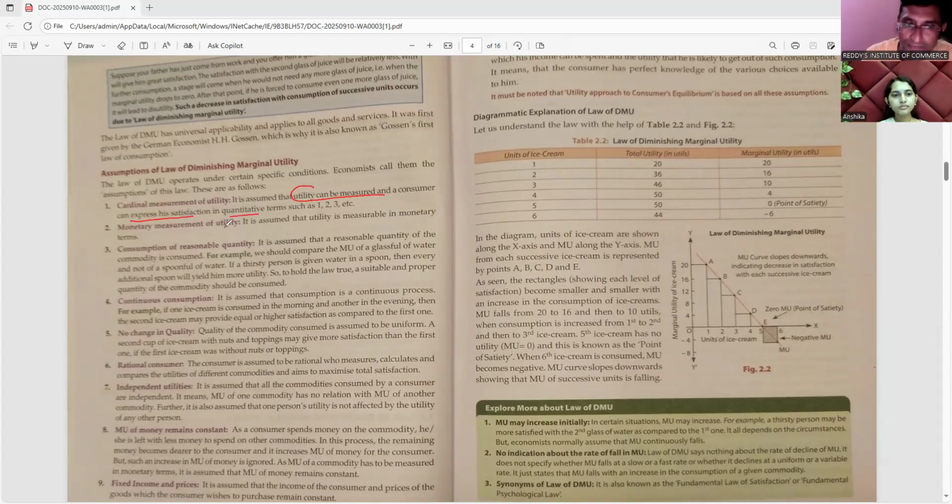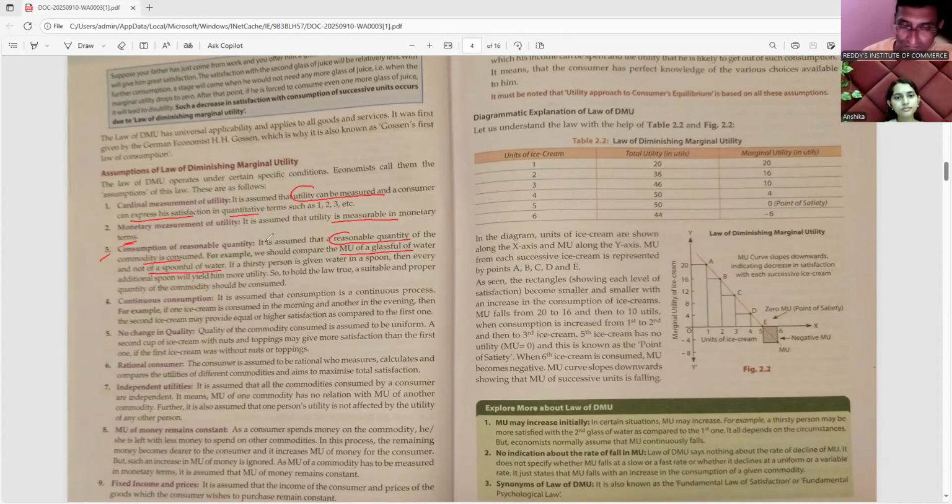Second, monetary measurement of utility. It is assumed that utility is measurable in monetary terms also. The third assumption is consumption of a reasonable quantity. It is assumed that a reasonable quantity of the commodity is consumed. For example, we should compare the MU of a glass full of water and not a spoonful of water. We cannot compare them. Where is a glass full and where is a spoonful? The quantity should be reasonable.